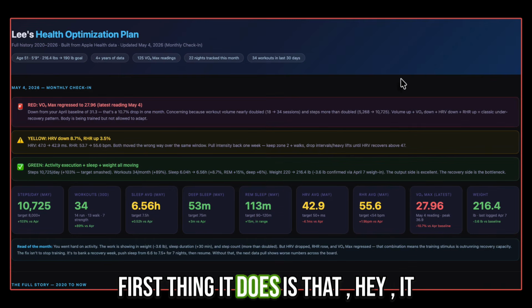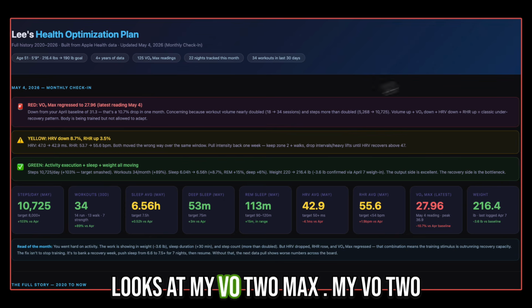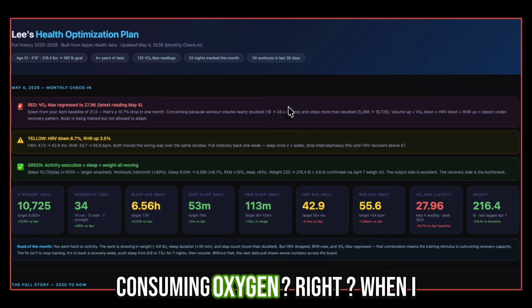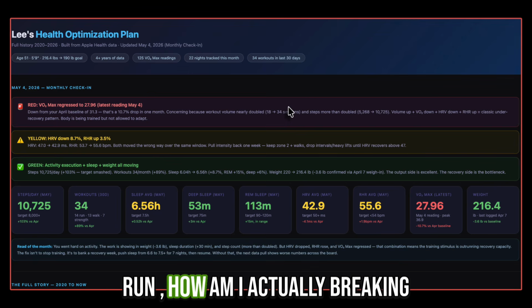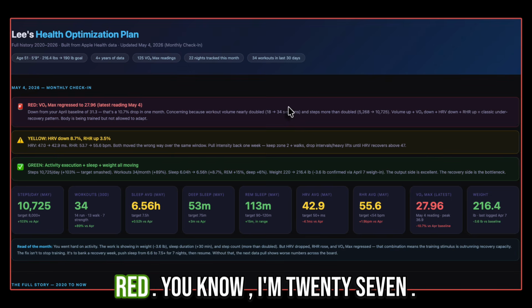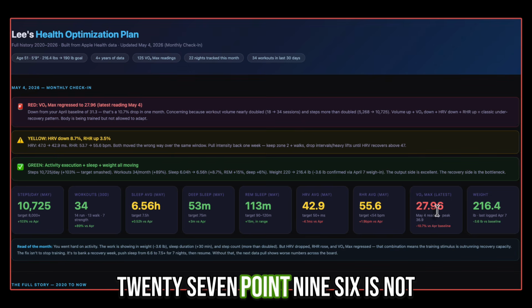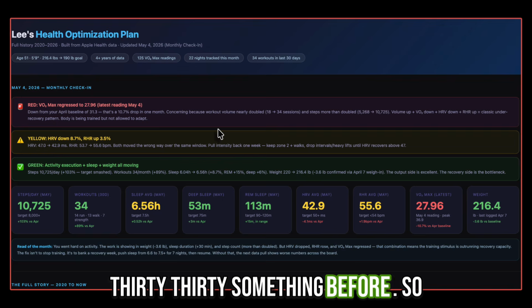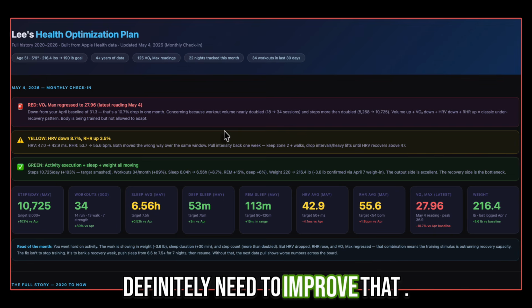The first thing it does is look at my VO2 max. My VO2 max is basically, how am I consuming oxygen when I run? How am I breaking down oxygen? So I'm really in the red. 27.96 is not great. I've been at 30 something before, so I definitely need to improve that, right?